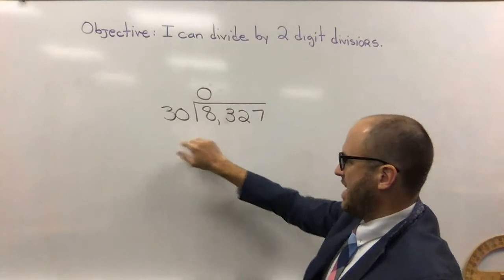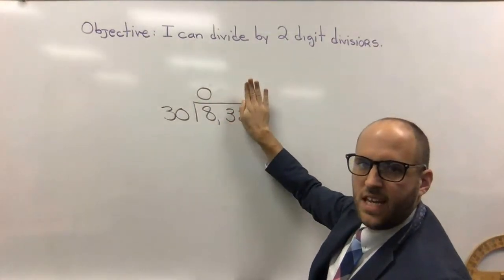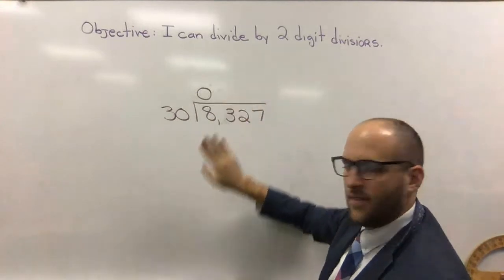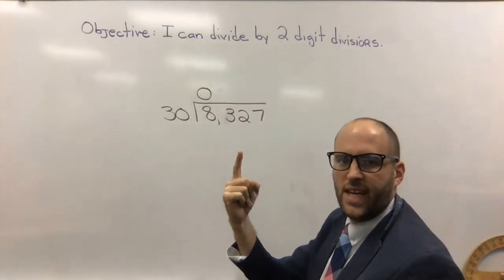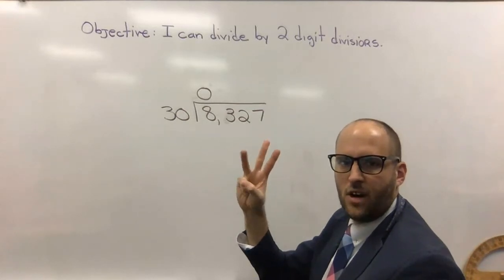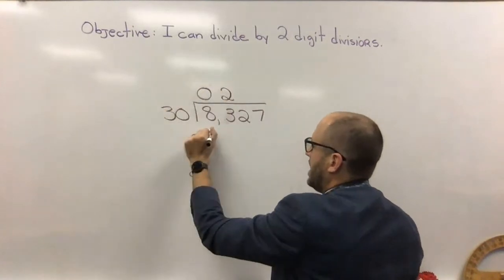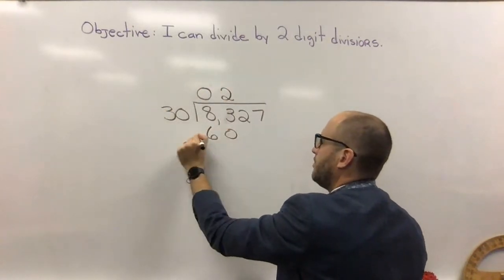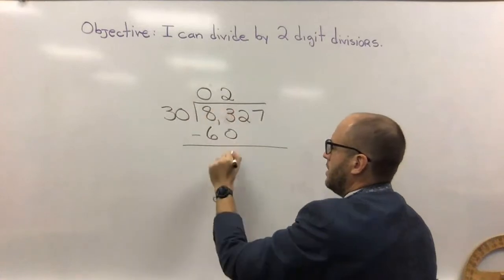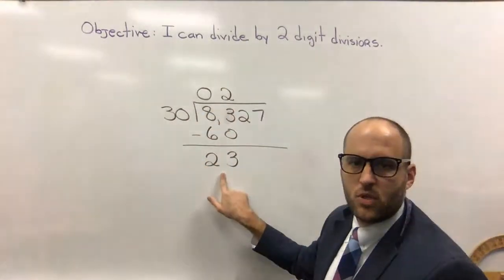Now we look at the next digit because we only go one digit at a time. So it's 83 and 30. If I skip count by 3s, 3, 6, 9. If I put a 3 up there, I've gone too far, so I'm going to stay with 2. 2 times 30 is 60. And we get 23 when we subtract.